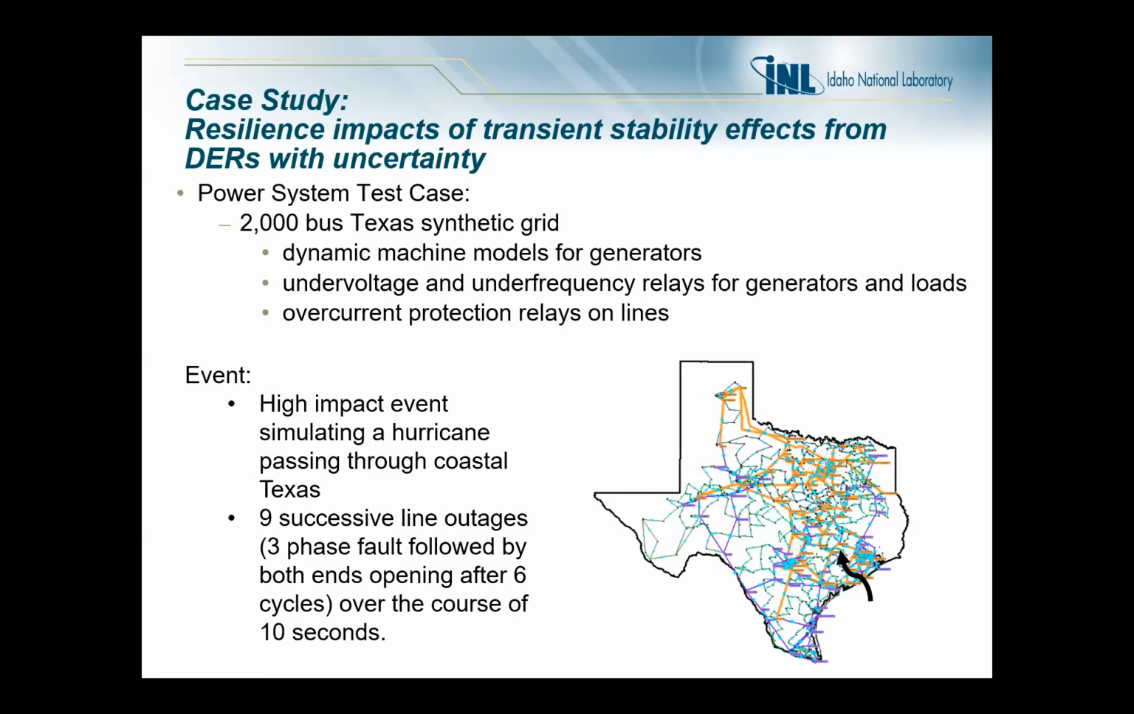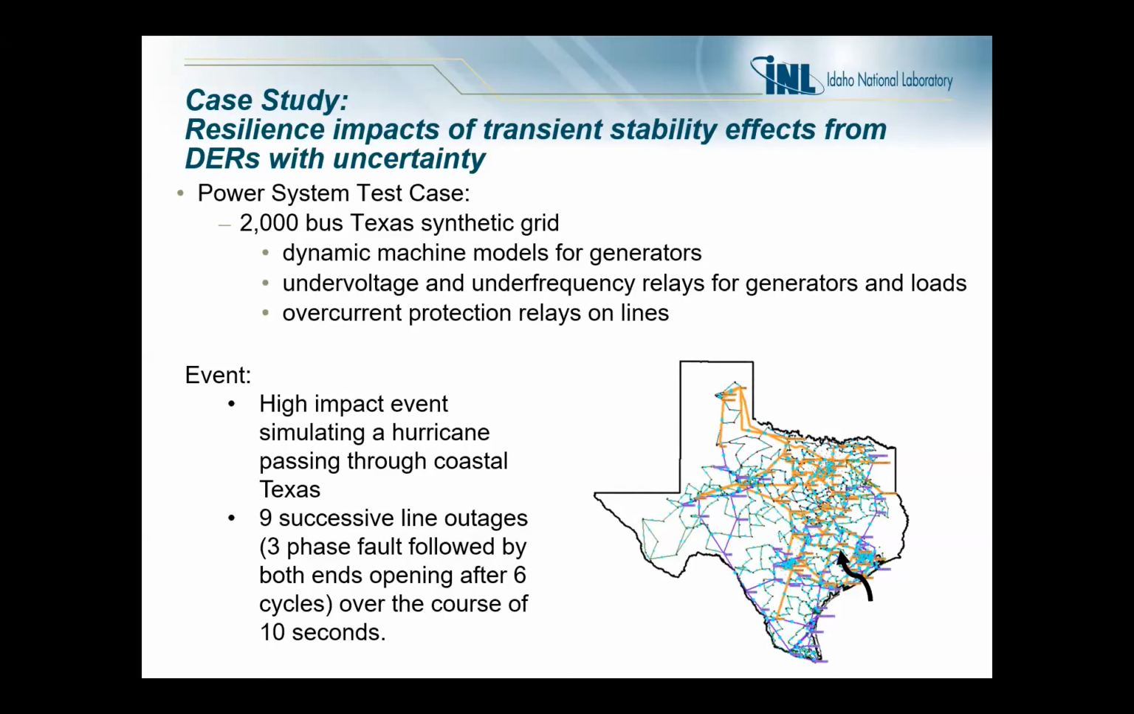This case study includes all the dynamic machine models for all the generators. This includes wind, and it also has protection simulated with undervoltage and underfrequency relays for generators and loads, and overcurrent protection relays on lines. The event simulated is supposed to simulate a hurricane, which would be a high impact, low probability event that would pass through coastal Texas.